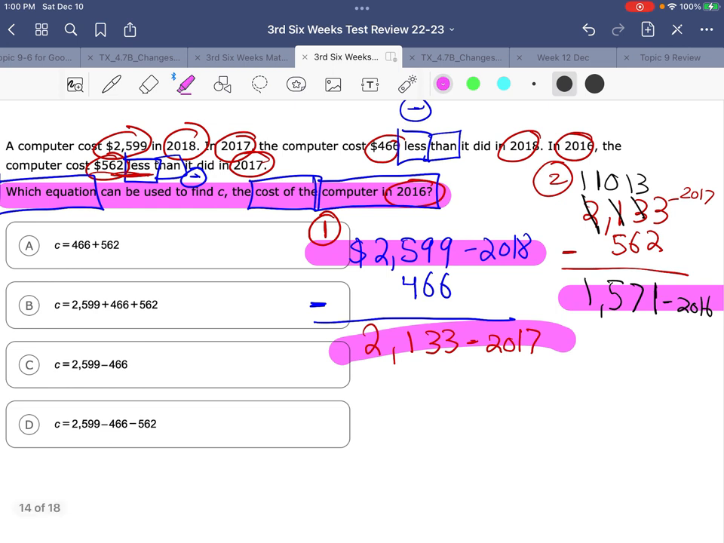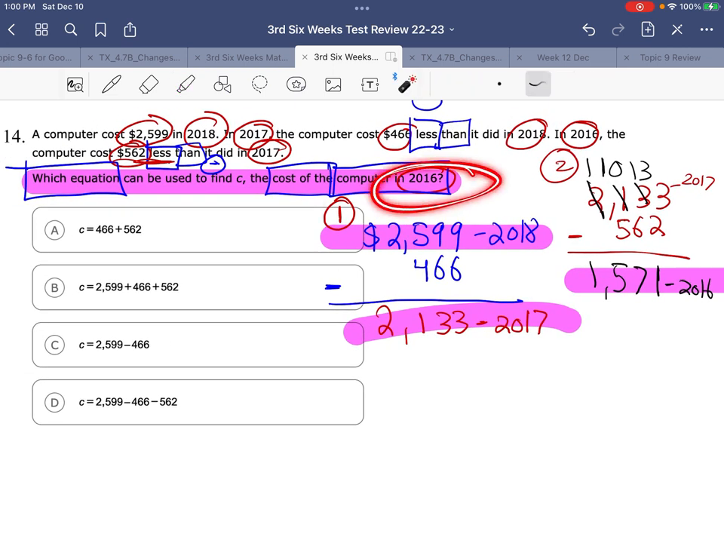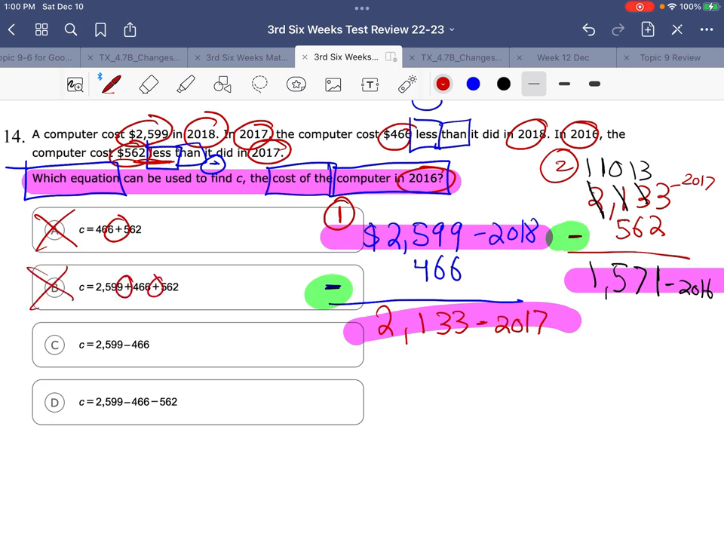Okay, so how did I do that? Which equation can be used to find C, the cost of the computer in 2016, which is right here? Well, I subtracted everything. So let me go through my answers. Can't be A because they added, I didn't add. Can't be B because they added again. I'm between C and D. So C says they subtracted 2,599 minus 466. I did that, but I also had to do the second step. Okay, so it's not C. They're missing my second step. And I can just put here missing second step.